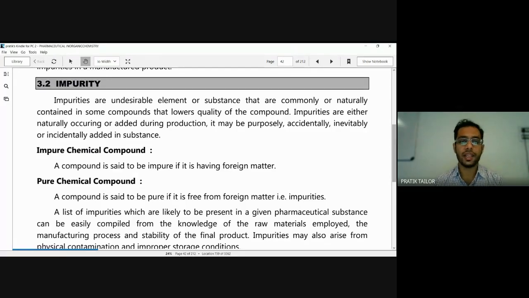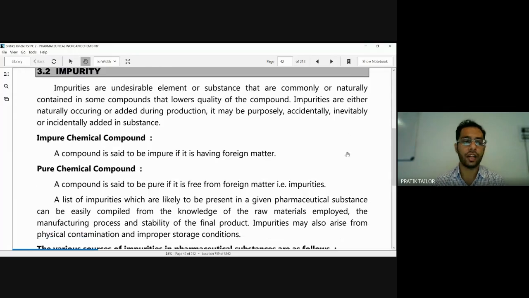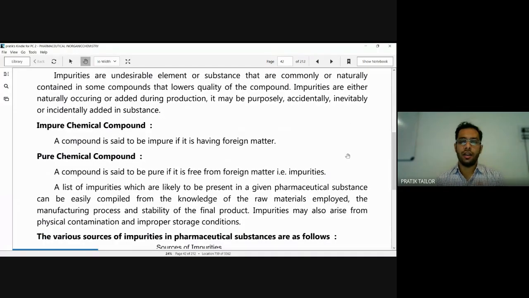A compound is said to be impure if it has foreign matter. A compound which is not pure is impure, and a compound that has impurity, that is foreign matter, is impure. A compound is said to be pure if it is free from foreign matter, that is impurity.